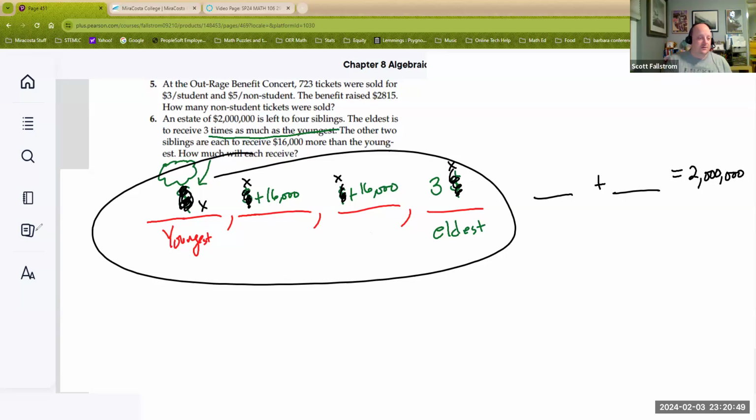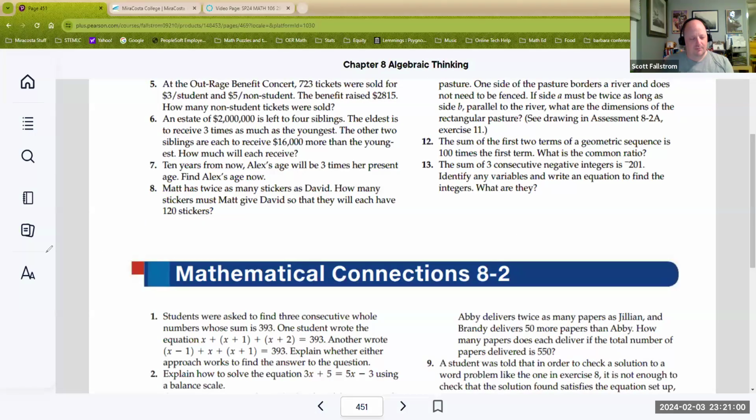Okay. You could also do this one with guess and check. I would not recommend it because it's a whole lot of plugging things in and then adding things up. Algebra saves you here. So try that one. That's my nudge. That's my big push in the right direction.